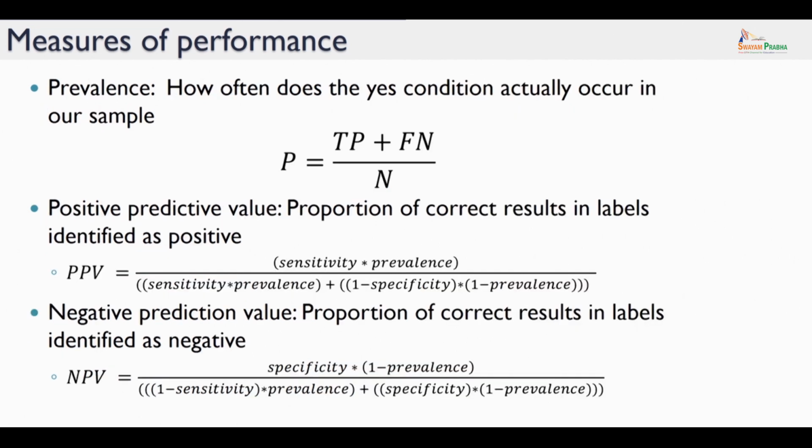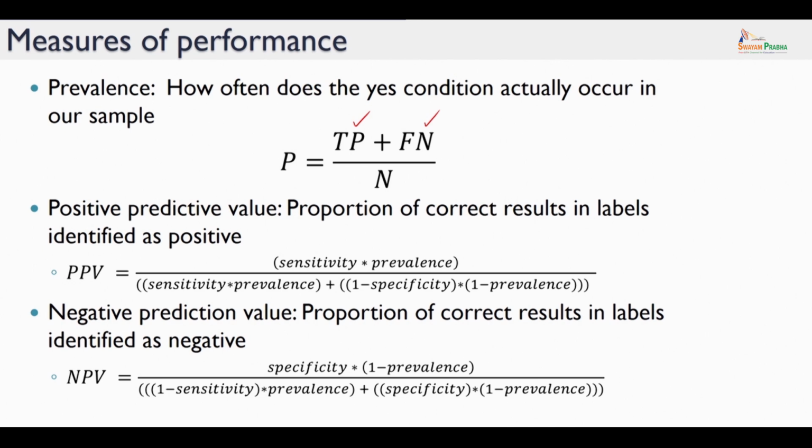Then there are other measures. There is a measure called prevalence, which talks about how often the condition actually occurs in our sample. So, how many positive labels are there in total in our sample. True positive is a positive label, and false negative is also a positive label, because the prediction was negative, but that is false. So, the true condition is actually positive. So, that divided by the total number in the sample space will give you the prevalence.